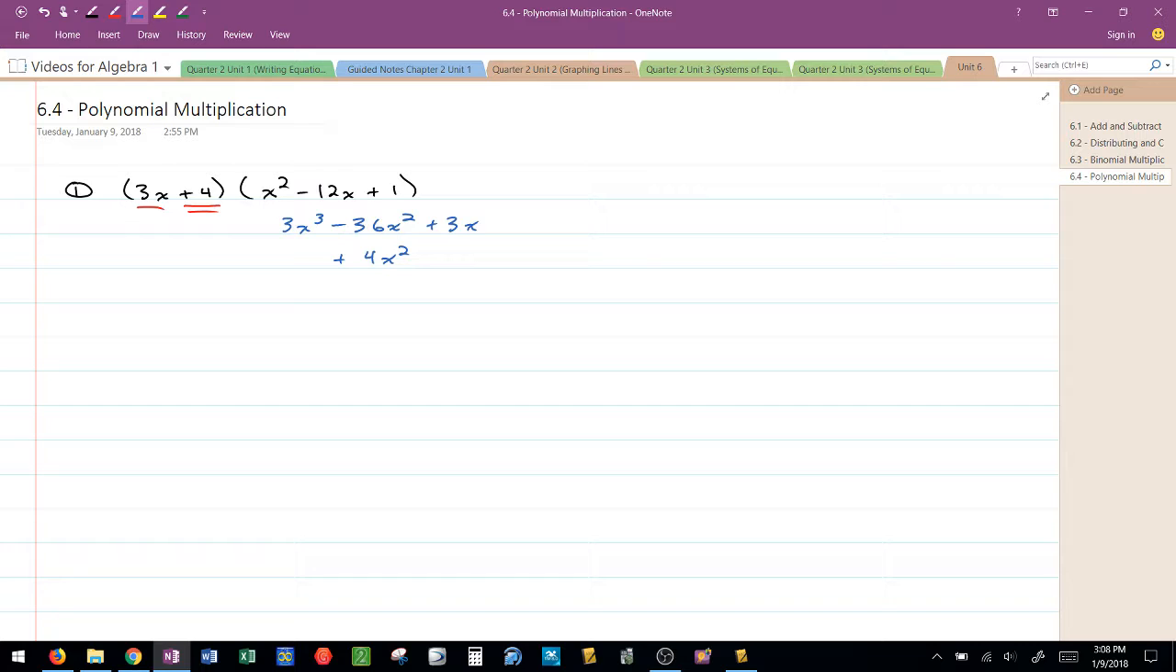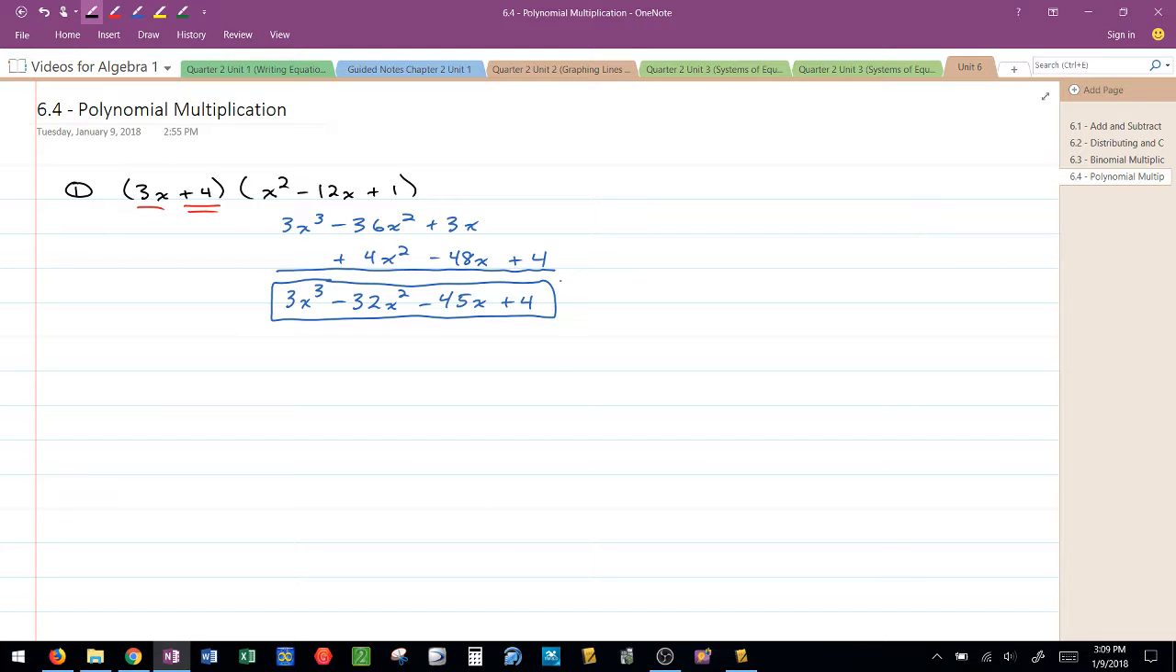4 times negative 12x is negative 48x. I'm going to put that under that term of x that I already have. And then 4 times 1 gives me a positive 4. I don't have any of those, so I kind of add it on to the right side. Then I move and do vertical arithmetic. I combine these like terms. So I have 3x to the third minus 32x squared minus 45x plus 4. Now, you can still write it all out the same way that we did binomial multiplication. I just find this to be a little bit more organized and easier to do.